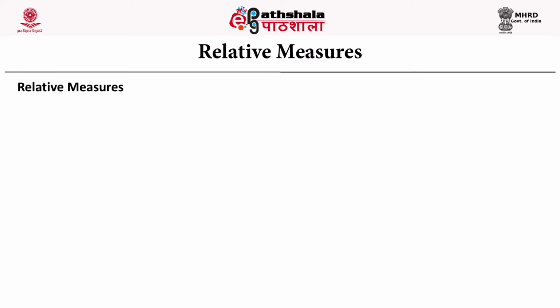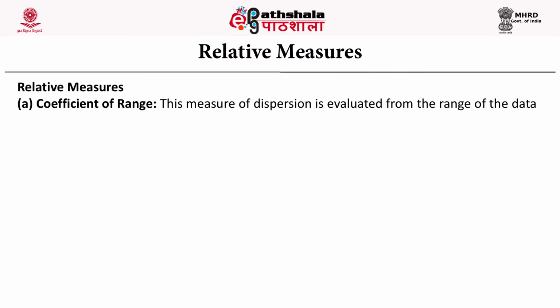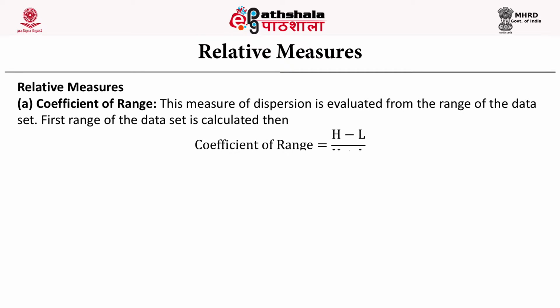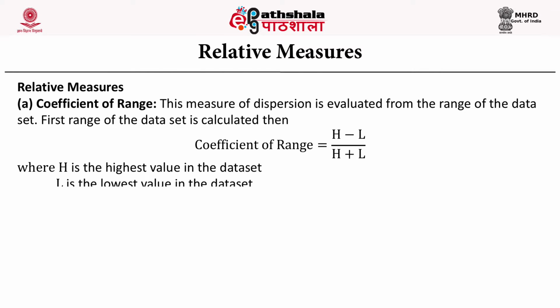So first, the relative measure is the coefficient of range. This measure of dispersion is evaluated from the range of the data set. First the range of the data set is calculated, and the formula for coefficient of range is capital H minus capital L divided by capital H plus capital L, where H is the highest value in the data set and capital L is the lowest value in the data set.